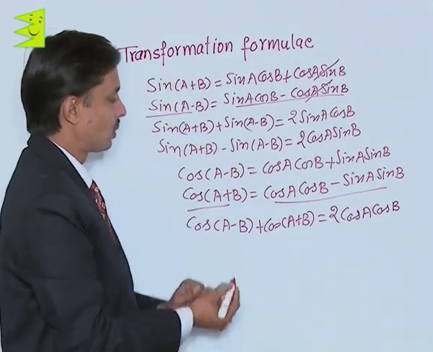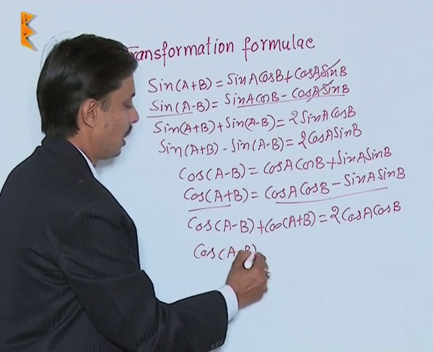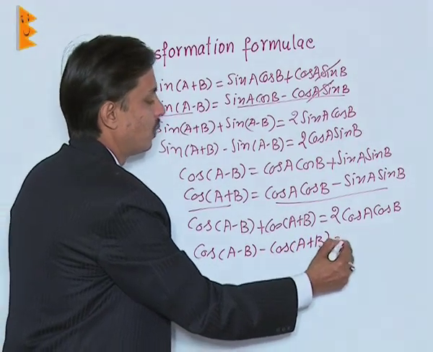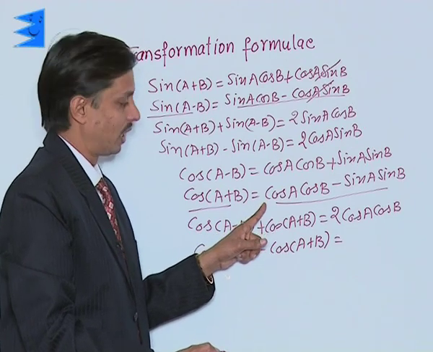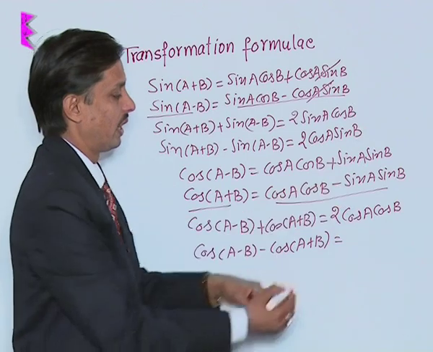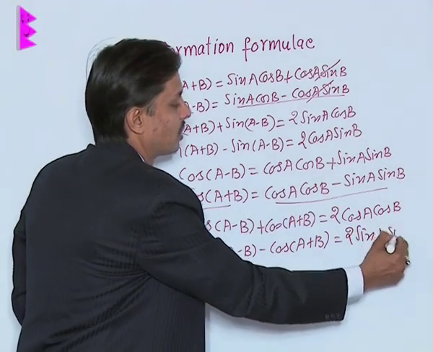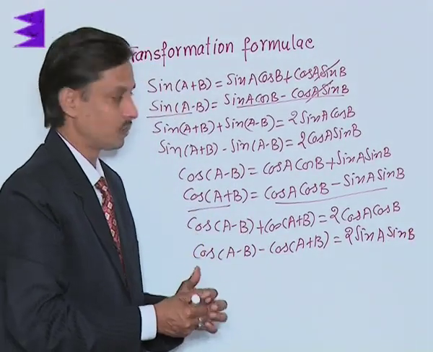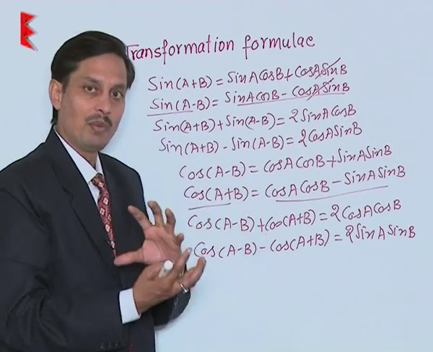If I ask you to subtract, we will get cos of A minus B minus cos of A plus B gives us, on subtracting, this will become negative, so cancelled, this will become positive, so on adding, this becomes 2 sin A sin B. So these are the allied results based on the previous formulae, and when we discuss, we will solve some problems based on these four types of results.